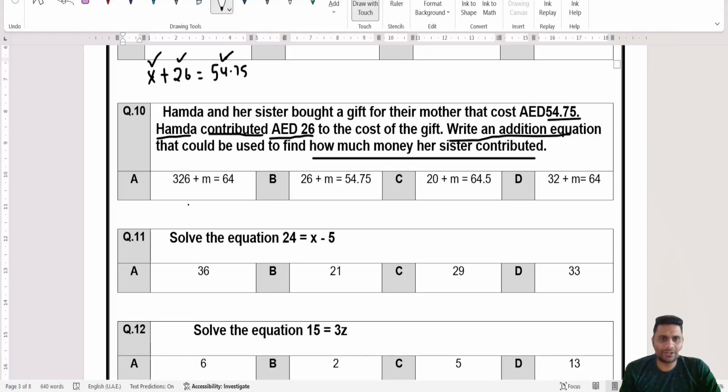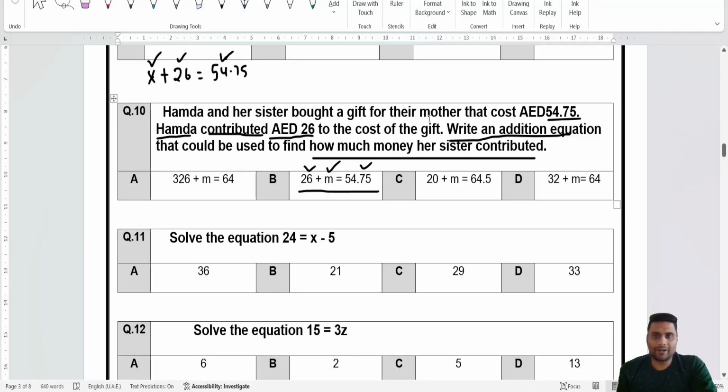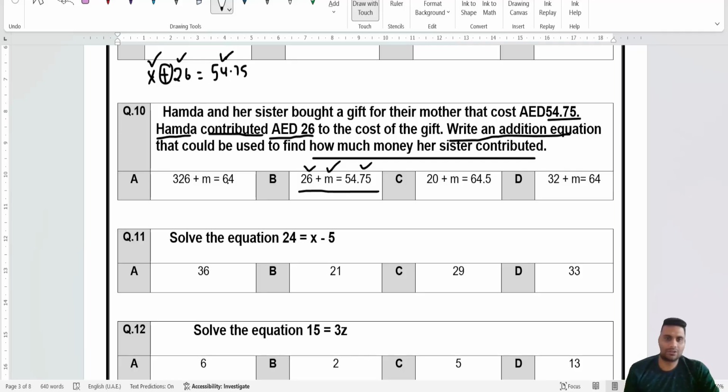So do I see this equation anywhere? Check here. 26 dirham by Hamda, m dirham by the sister. You can take anything here, x, m, a, b. Here we have taken m. So m dirham from the sister, and the total money should be 54.75. So this is our equation. And why did I call it an addition equation? Because in the equation here we have addition. We have plus, that is why.